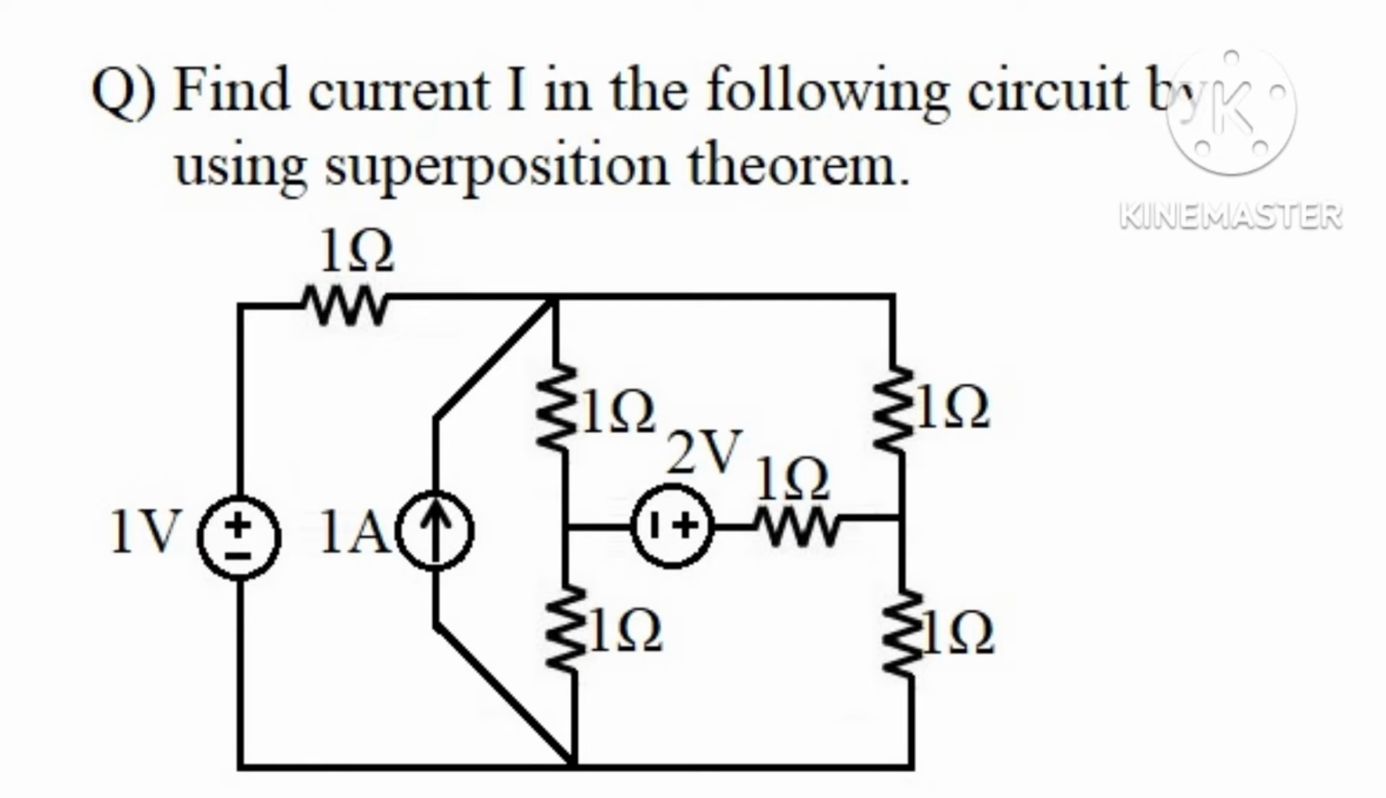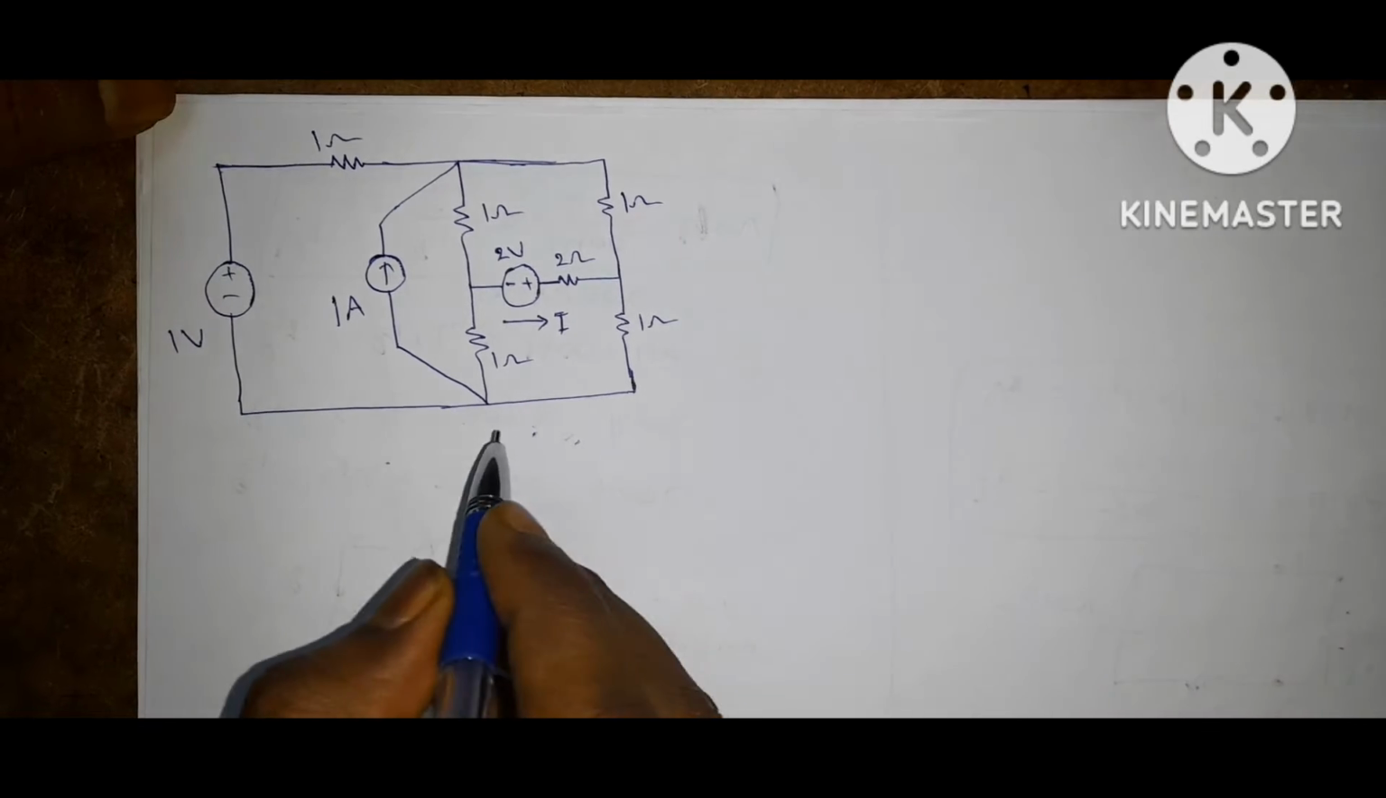Hello everyone, we are solving problems on the superposition theorem. In that, the next question is: find current I in the following circuit by using the superposition theorem. This is the given circuit.